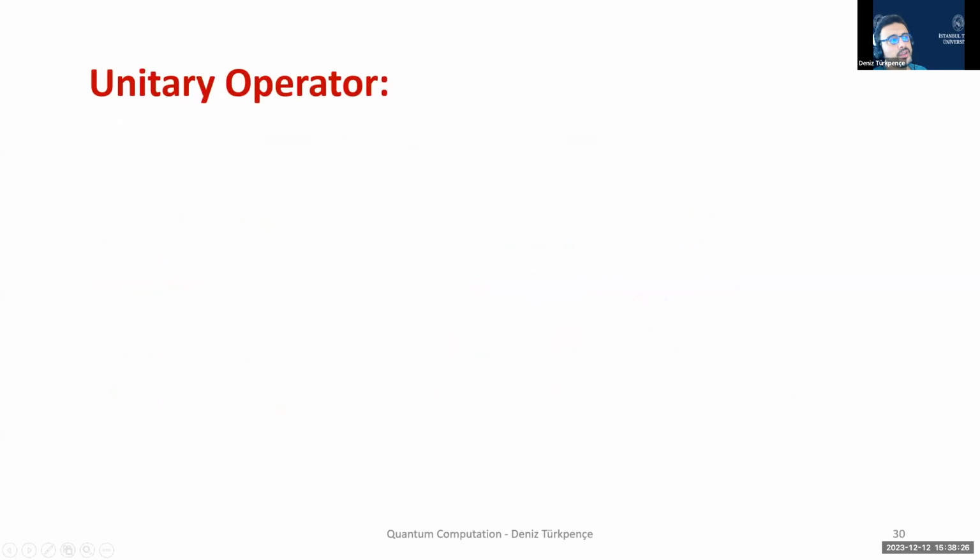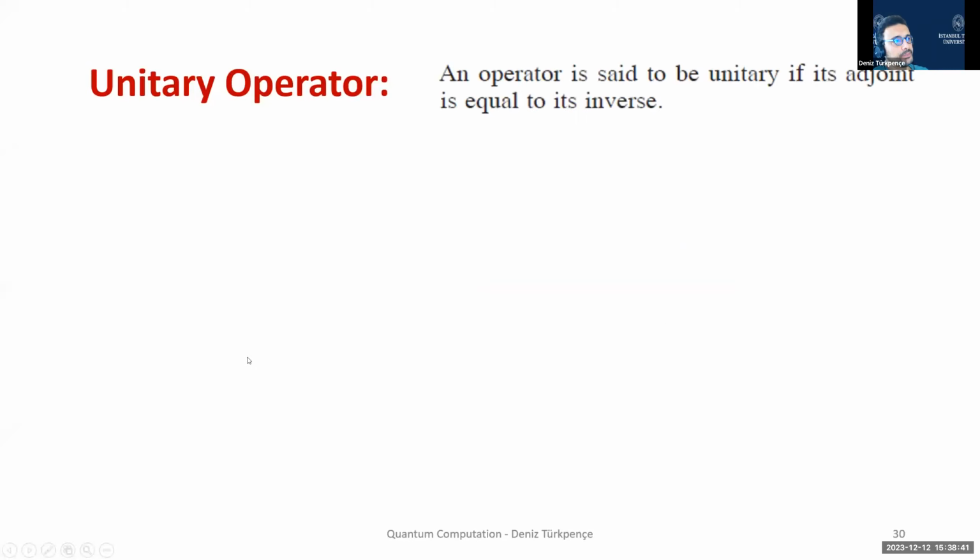And next, the unitary operator. The unitary operator is extremely important for us. In quantum computing, operators are Hermitian and also should be unitary. Okay, so what is a unitary operator? An operator is said to be unitary if its adjoint is equal to its inverse. So we can write this mathematically.